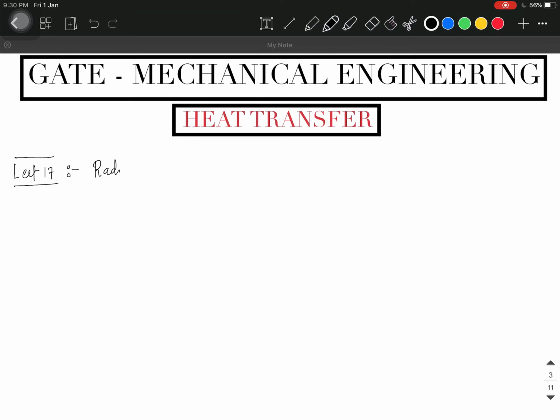Hi friends, this is the 17th lecture in the lecture series for the preparation of GATE in Mechanical Engineering, and this is the second part of radiation. So please go through the previous lecture to get a better understanding.